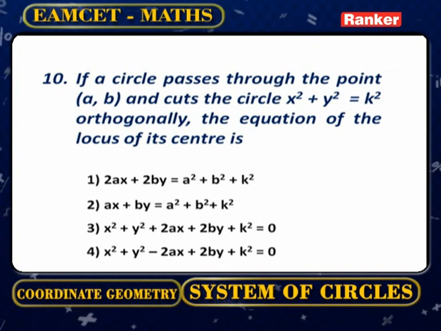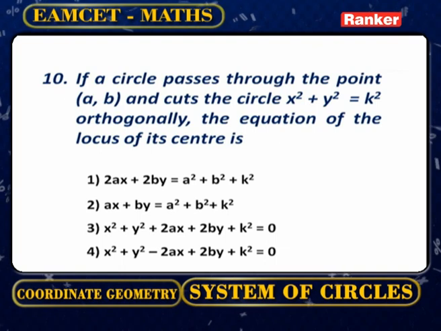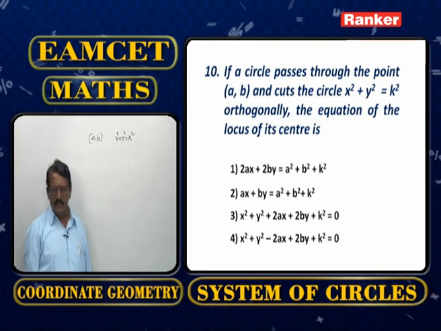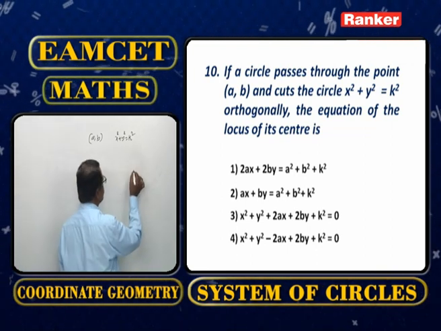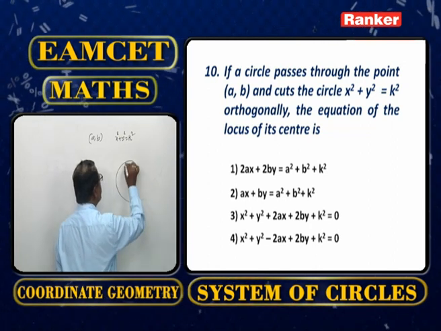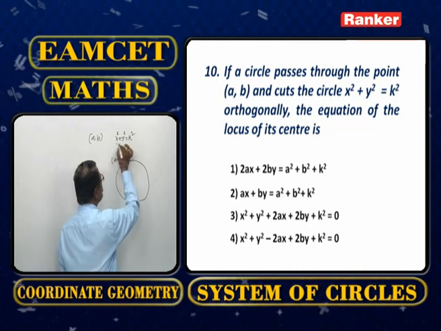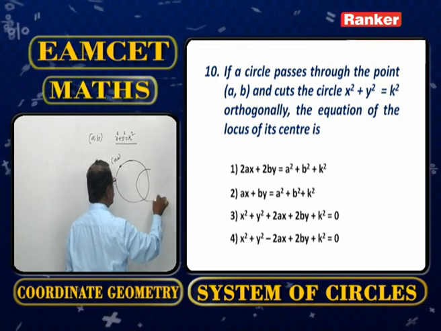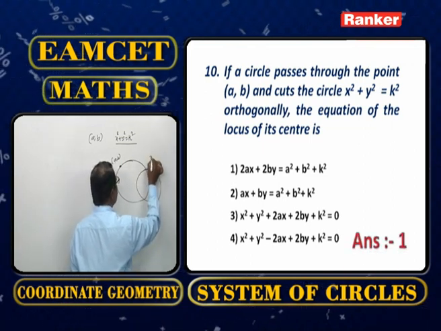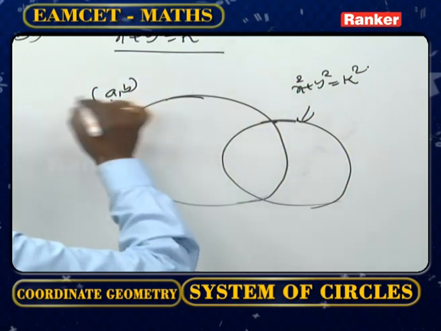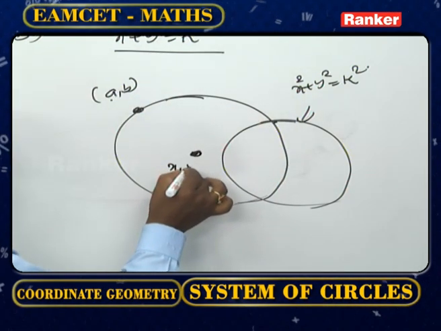If a circle passes through the point (a, b) and cuts the circle x² + y² = k² orthogonally, the equation of the locus of its center... Now a circle passes through the point (a, b) and cuts the circle x² + y² = k² orthogonally. Then we require the locus of the center of the circle.